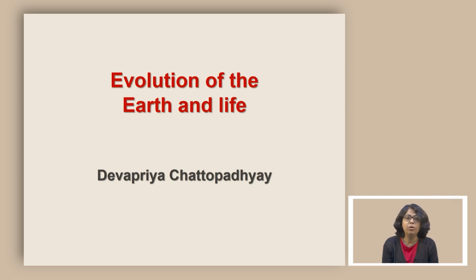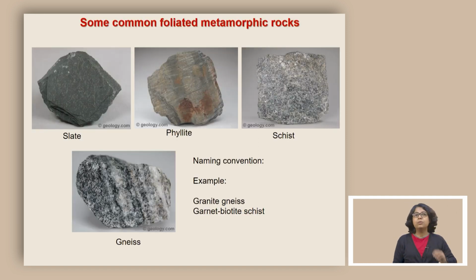Today we are going to talk about different kinds of metamorphic rocks and their relationship to plate tectonic boundaries. Some of the common foliated metamorphic rocks that we can find in nature are slate, phyllite, schist and gneiss. If we look closely, they differ in terms of their grades of foliation.